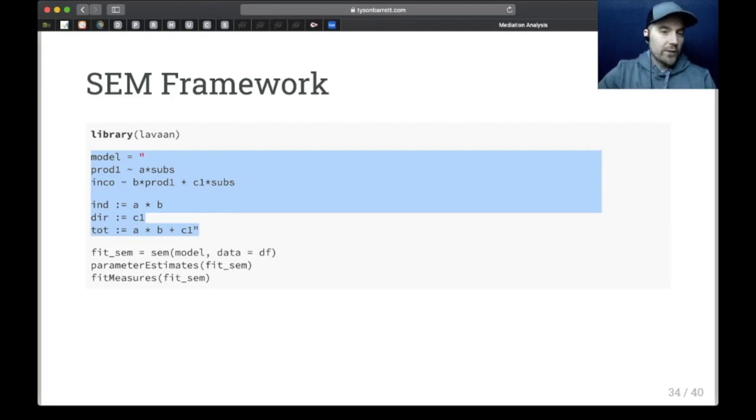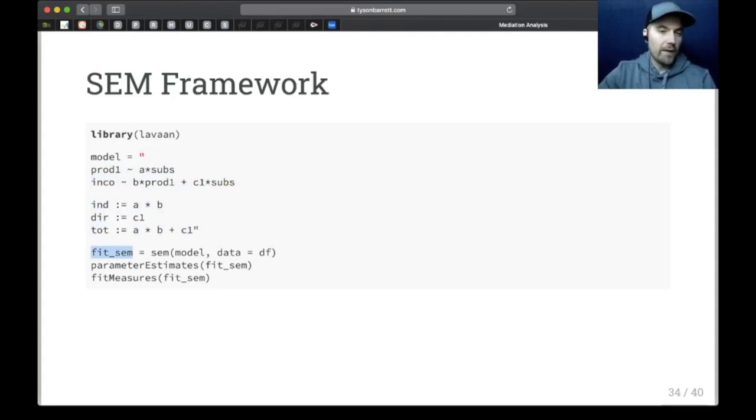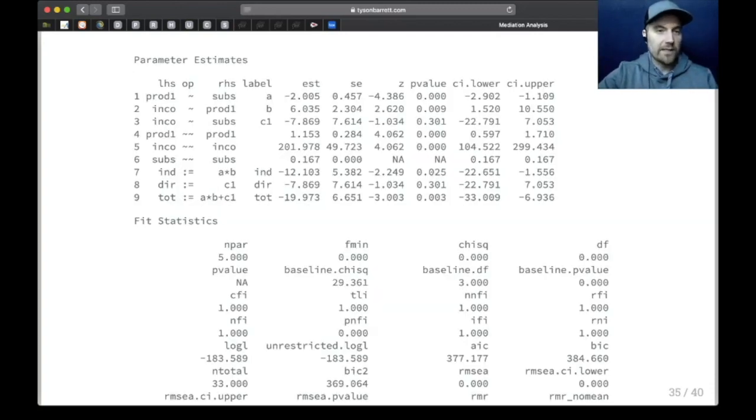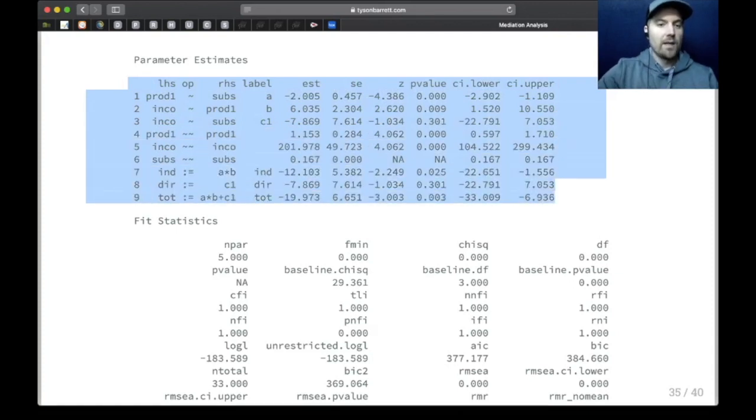And then we plug it into the SEM function. So the model is all of this information right here. And we just tell it the data where it's coming from. And in this case, we're just saving it as fit SEM. We can get our parameter estimates out. We can get our fit measures out. We also can just do summary of fit SEM, and that will give us all this information as well. If we do the parameter estimates, it gives us all of this, quite a bit of information.